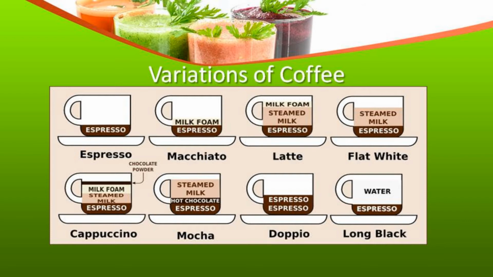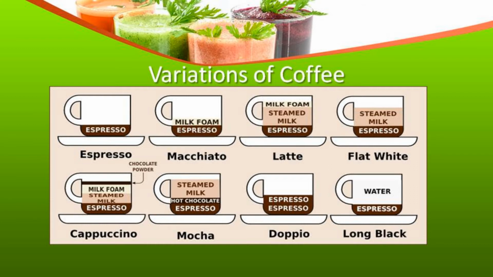We will now look at the different variations of coffee. We have the espresso, which is a traditional, short, strong black coffee. We have the espresso macchiato, which is espresso spotted with a spoonful of hot or cold milk with hot milk foam. Then we have the latte, which is steamed milk spotted with a little bit of espresso.